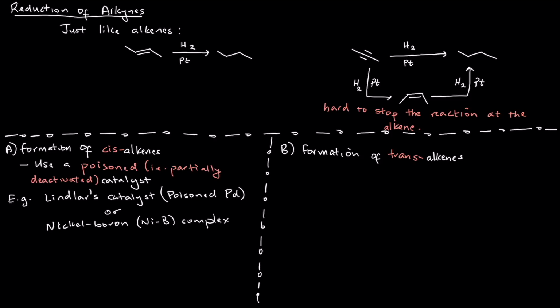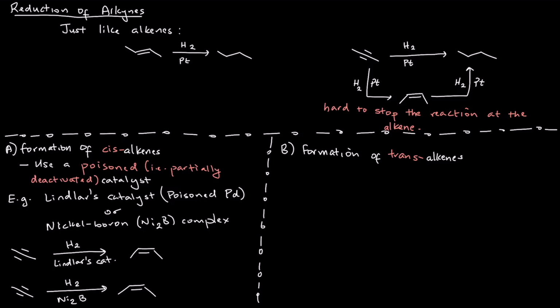Two common examples of poisoned catalysts are Lindlar's catalyst, which is a poisoned palladium catalyst, or a nickel boron complex. This is also essentially thought of as a poisoned nickel catalyst, which is to say that if you reacted an internal alkyne with H2 under Lindlar's catalyst conditions or your nickel boron complex, you're going to get your cis-2-alkene preferentially.